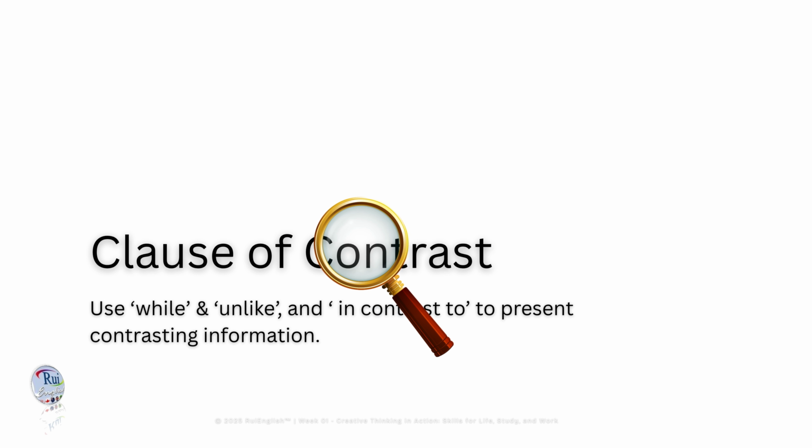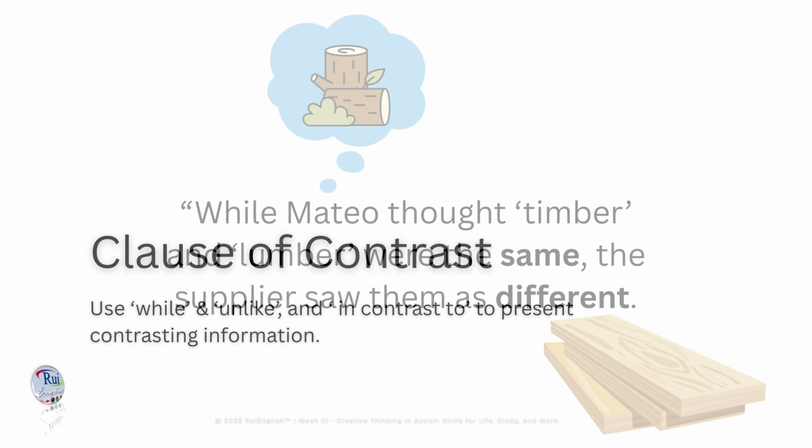First up are what we call clauses of contrast. I want you to think of words like while and unlike as little spotlights. They shine a bright light on two different things and basically scream to your reader, hey, pay attention, these two things are not the same. Let's see exactly how they work.